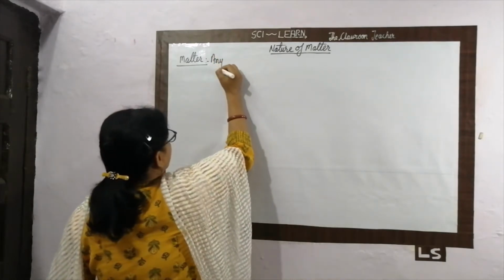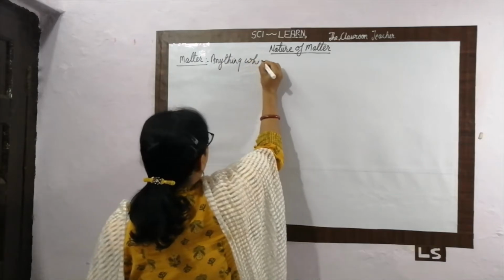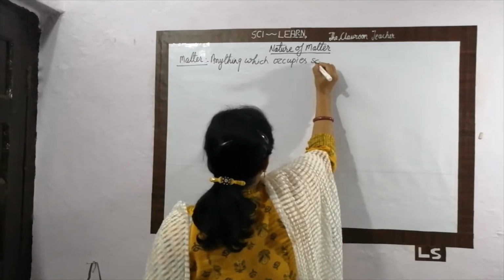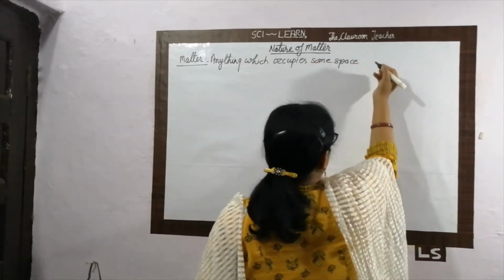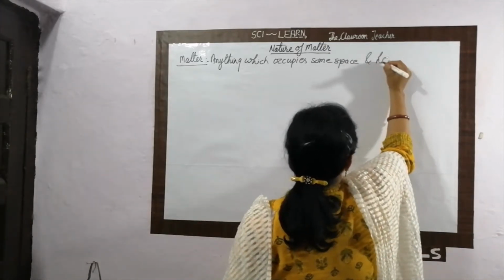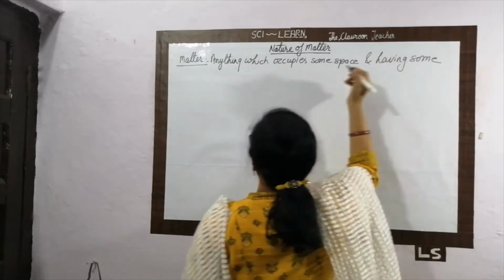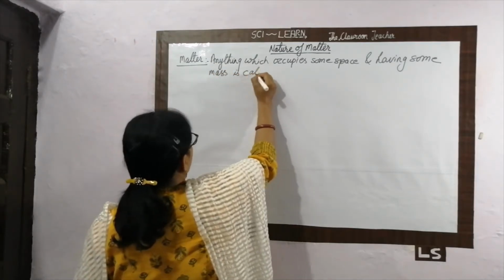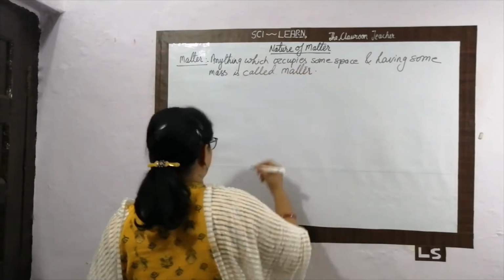Anything which occupies some space, meaning जगह, anywhere a little bit of space, and having some mass, is called matter. Okay, a very simple definition.